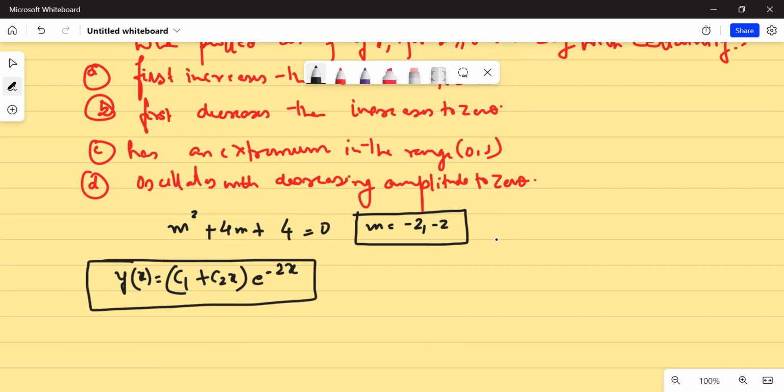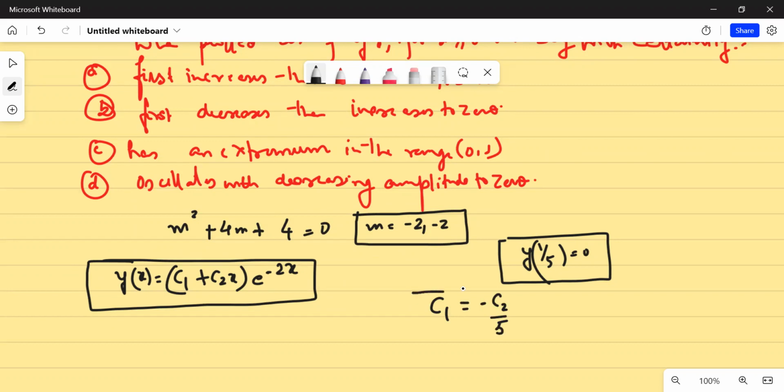Okay. And given the condition that y at 1/5 is equal to 0, it implies what? I know that e to the power -2/5 cannot be 0. So in any way, this will be c1 equals minus c2/5. Because if I write 1/5 here and set it equal to 0, e to the power -2/5 cannot be 0. So obviously, this is the case.